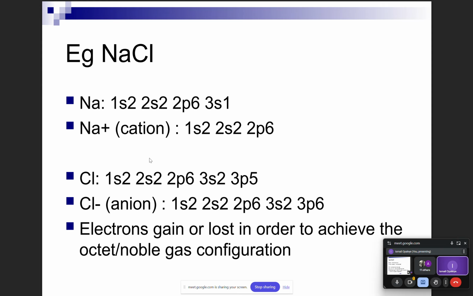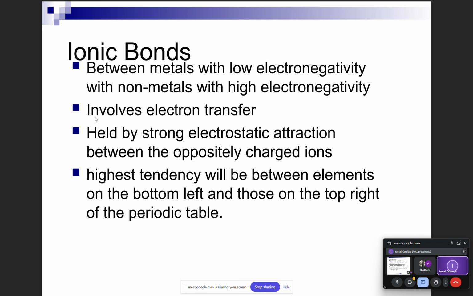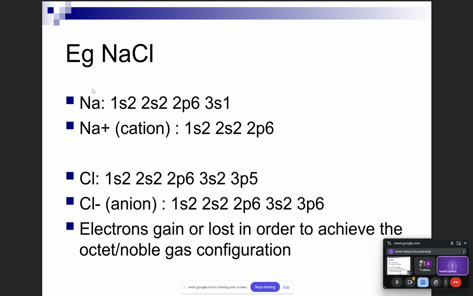So moving quickly, e.g. NaCl is an ionic compound. I shouldn't forget: an ionic bond gives rise to an ionic compound or ionic molecule. The bond is the ionic bond, while the structure that is formed after the bonding is the ionic molecule or ionic compound. So NaCl is an ionic molecule. You have the sodium.